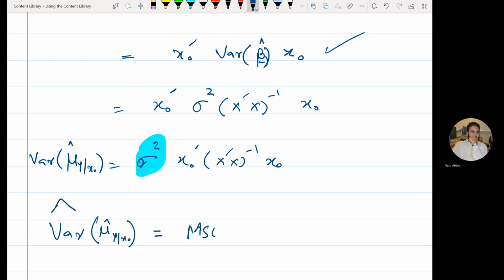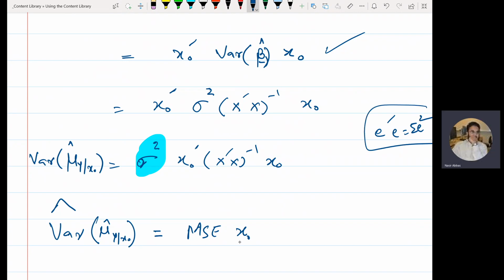Yes. By x, same as x square. It is like, yes, it is. You do multiply and you check. Multiply and check, and you will get to understand. Like E prime E is a summation of E square. So you have MSE times x naught, this x prime x whole inverse and x naught.